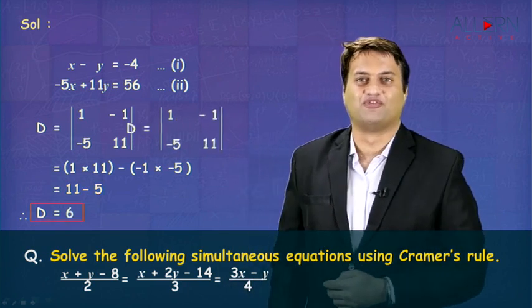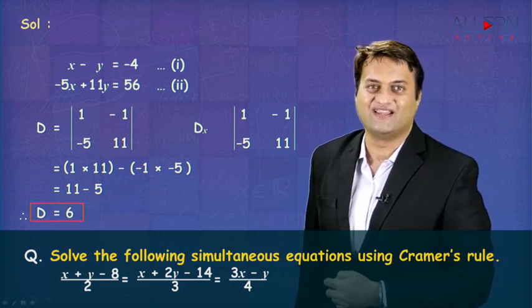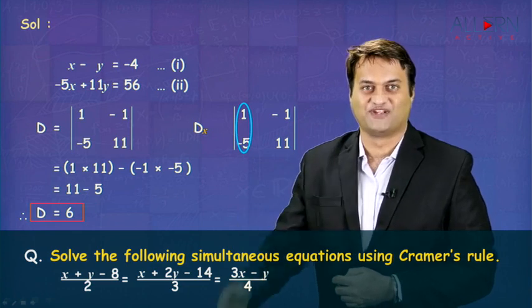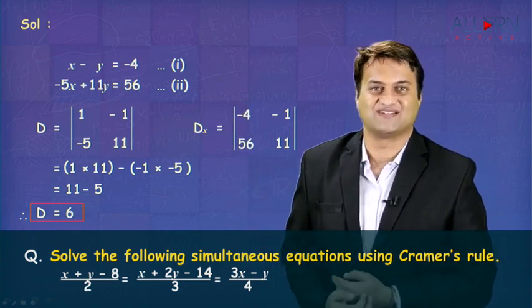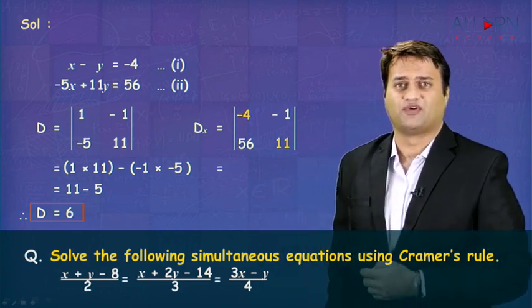Once we get the value of D, the next determinant is denoted by dx. Dx meaning delete x. That is, we need to delete the first column, the coefficients of x, and replace it by constants, that is minus 4, 56. Now let's solve by cross multiplication. Let's find the value of dx.